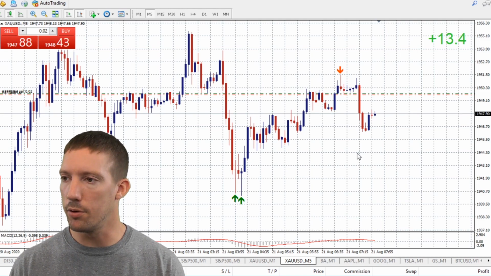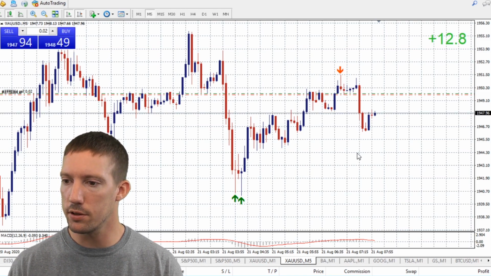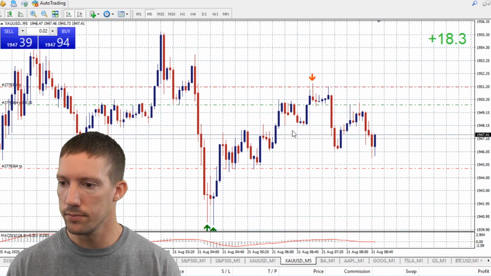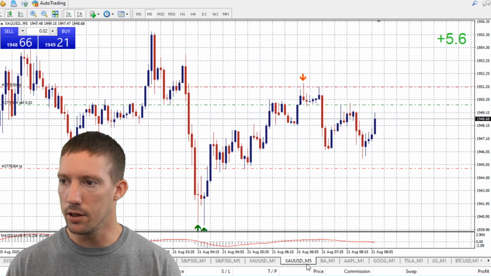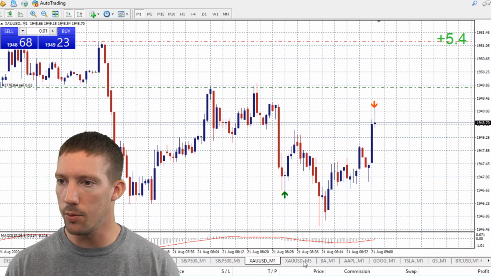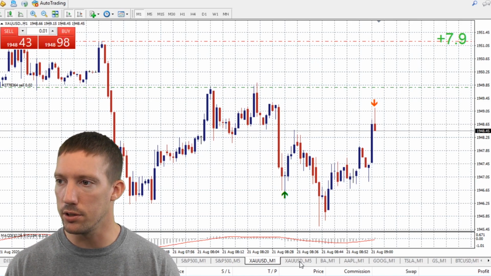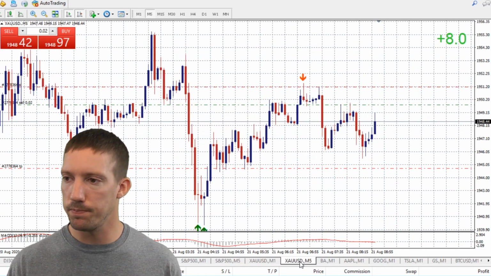Okay, I skipped it ahead a little bit again. We're up 18 pips at this point. It did go back up a little bit, but right here we also got a kangaroo tail on the 1-minute chart for a bearish kangaroo. So that also indicates that it will continue going down. So that was just another confirmation on that one.